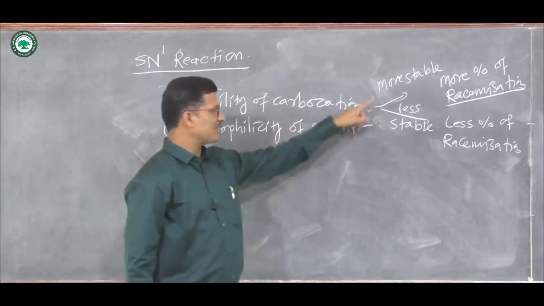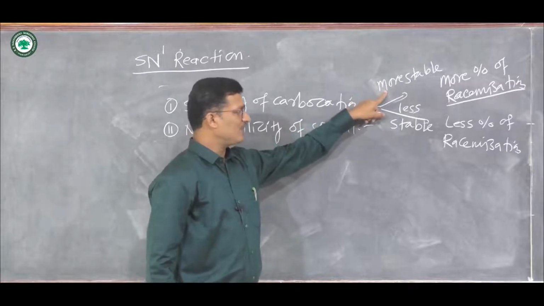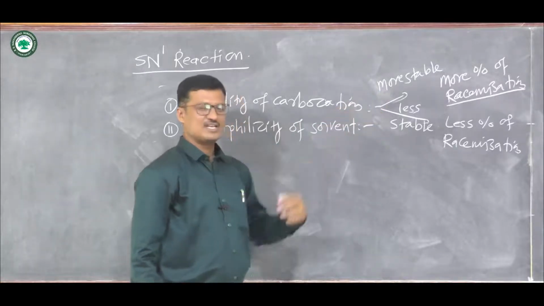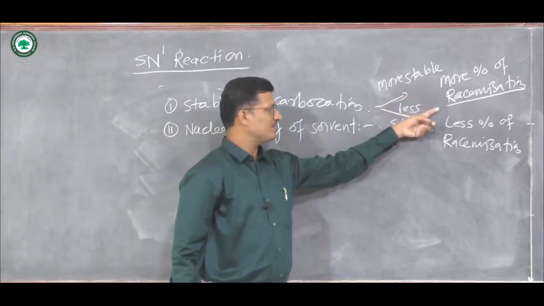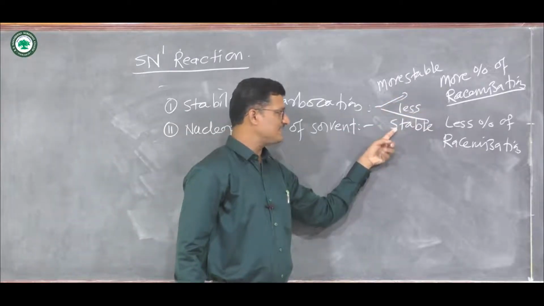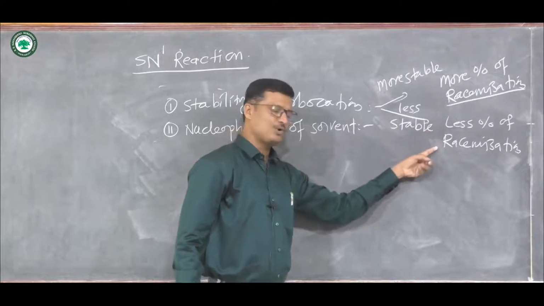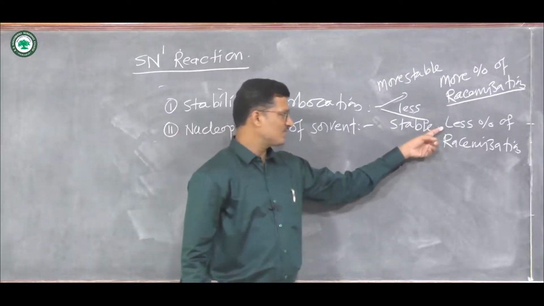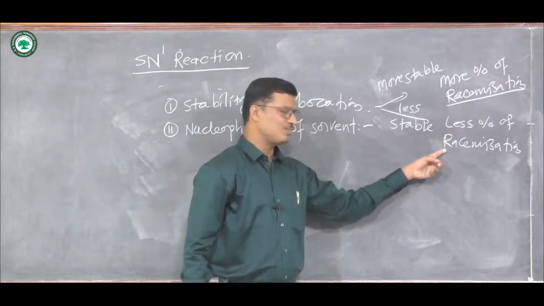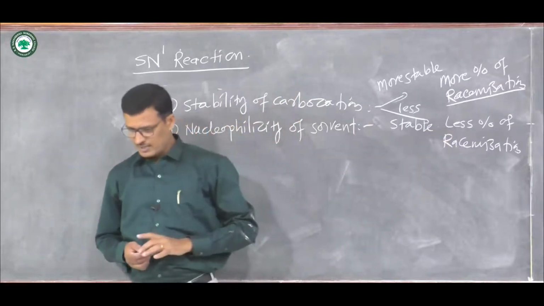We already discussed that when the carbocation is more stable, the attack of the nucleophile from the back side and the front side is equal, and then the percentage of racemization is more. When the carbocation has less stability, the attack of the nucleophile from the back side is more and more, and there is a lower percentage of racemization.